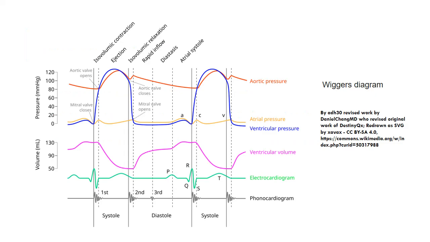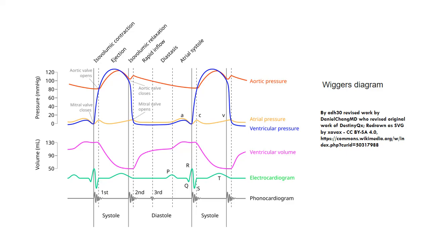In this slide, a Wiggers diagram is shown. A Wiggers diagram showing the cardiac cycle events occurring in the left ventricle. In the atrial pressure plot, wave A corresponds to atrial contraction. Wave C corresponds to an increase in pressure from the mitral valve bulging into the atrium after closure, and wave V corresponds to passive atrial filling.